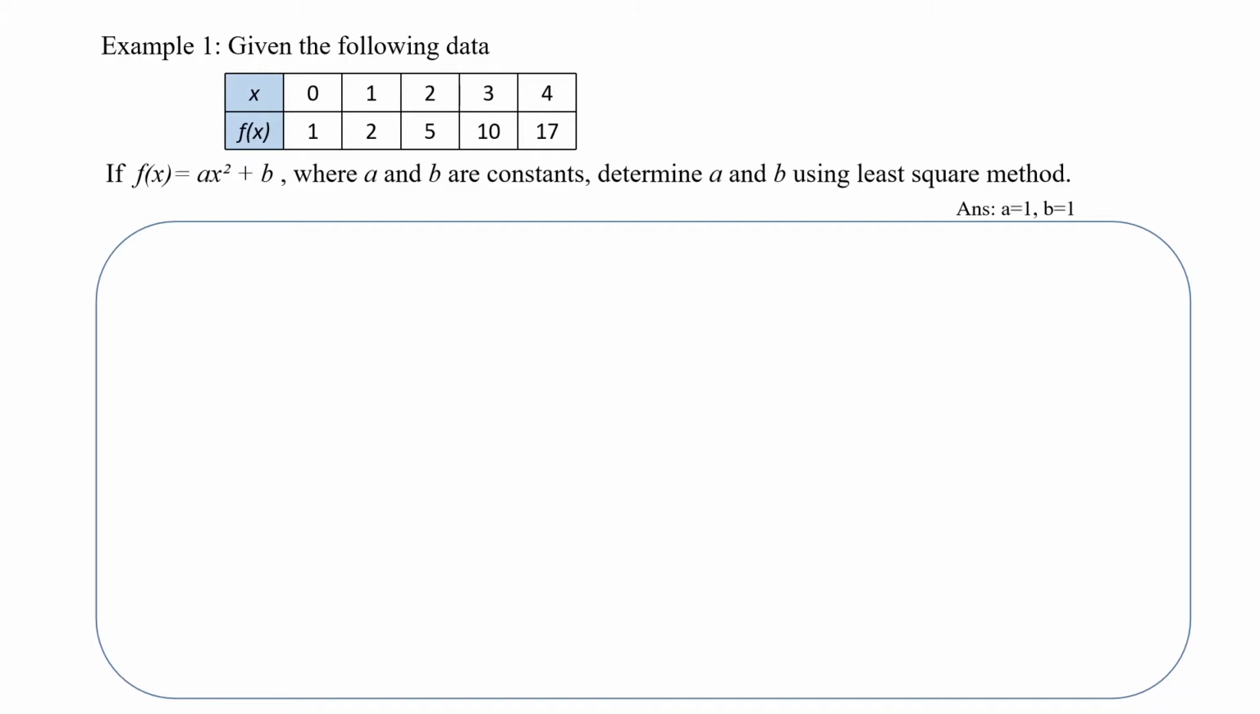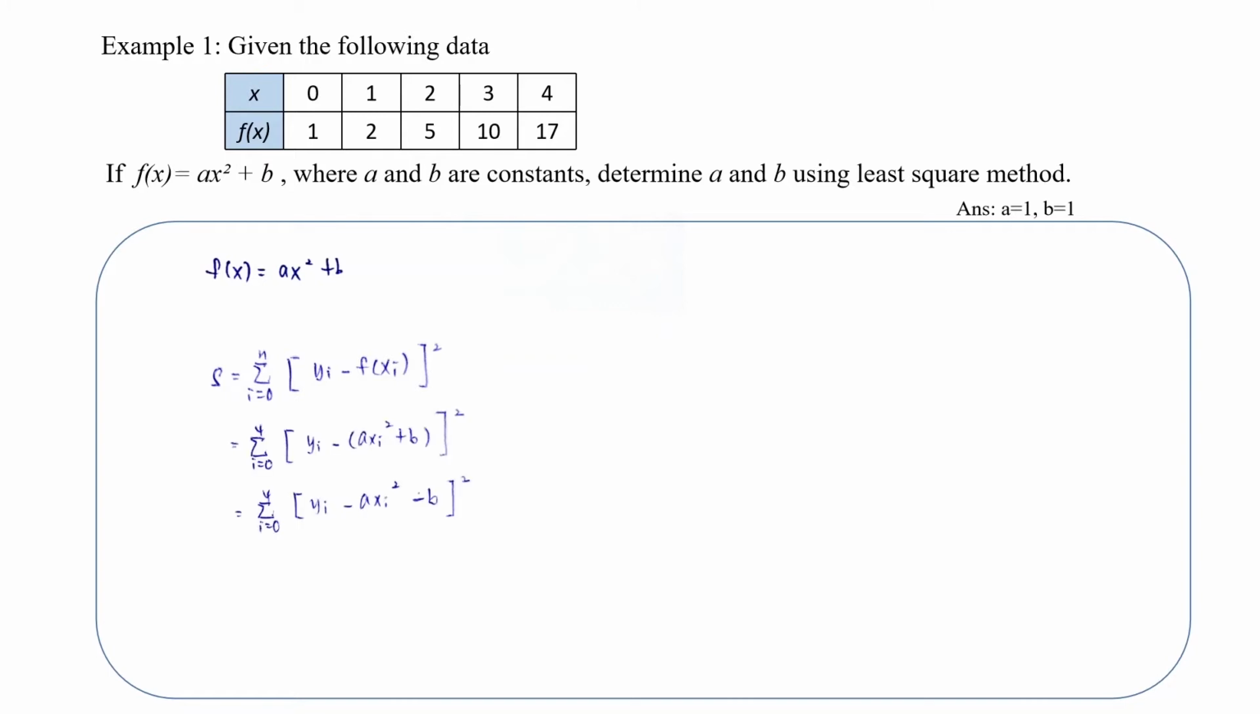Given the following data, if f(x) equals ax squared plus b, where a and b are constants, determine a and b using the least square method. So we want to find an equation which minimizes the total least square error. We use the formula S equals the summation of y minus f(x) bracket squared. Since we have 5 sets of data and our i starts from 0, n equals 4, and we substitute the ax squared plus b into the f(x) and expand it.